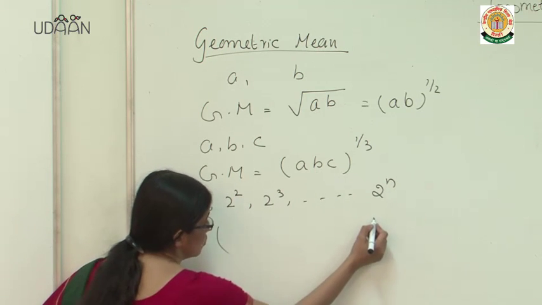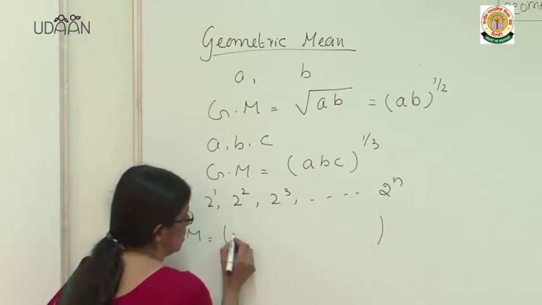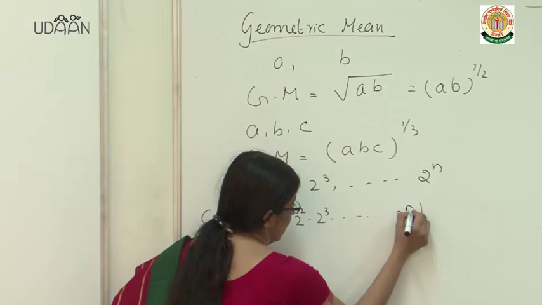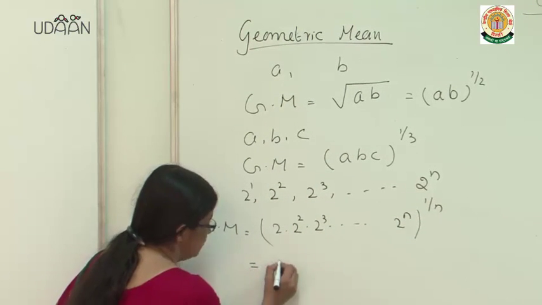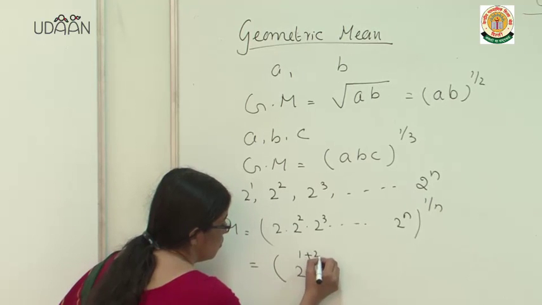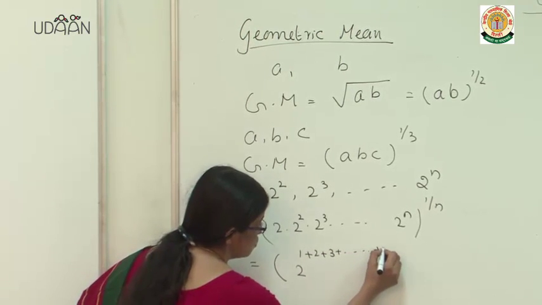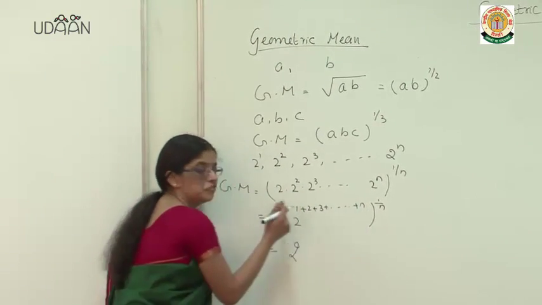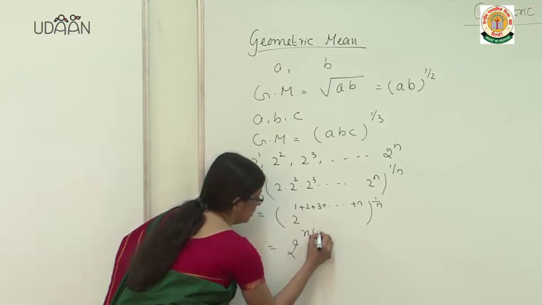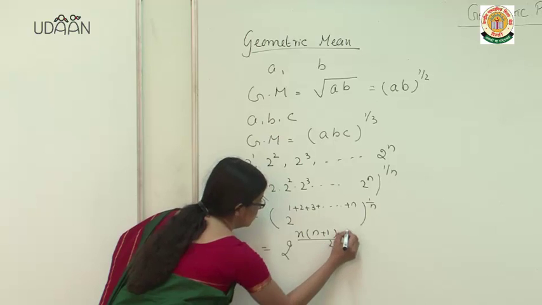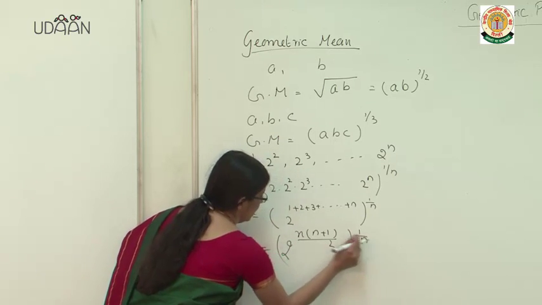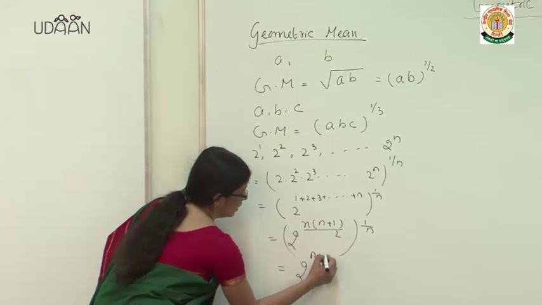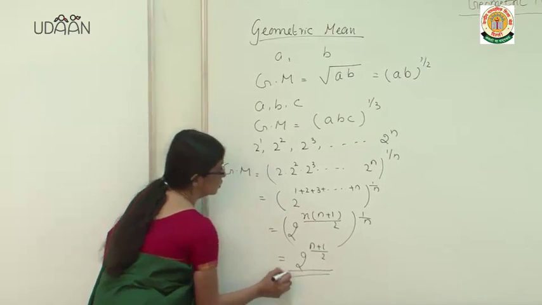n terms are there. So, the geometric mean will be the product of these numbers, 2 into 2 square into 2 cube, etc. up to 2 power n, whole power 1 by n, which simplifies to 2 power (1 plus 2 plus 3 plus etc. up to n) whole power 1 by n, equal to 2 power (sum of first n natural numbers, which is n into n plus 1 divided by 2) whole power 1 by n, and n will cancel off to give you the geometric mean as 2 power (n plus 1) divided by 2.